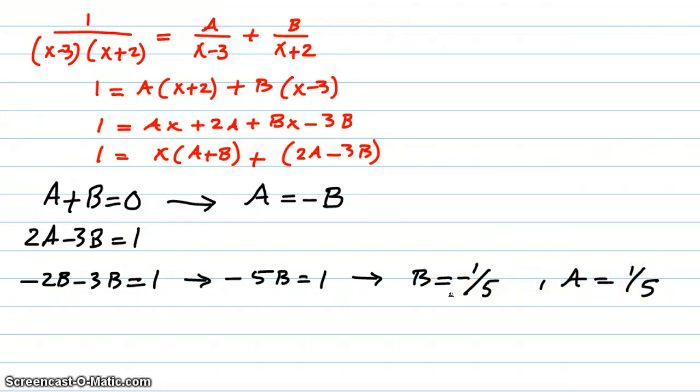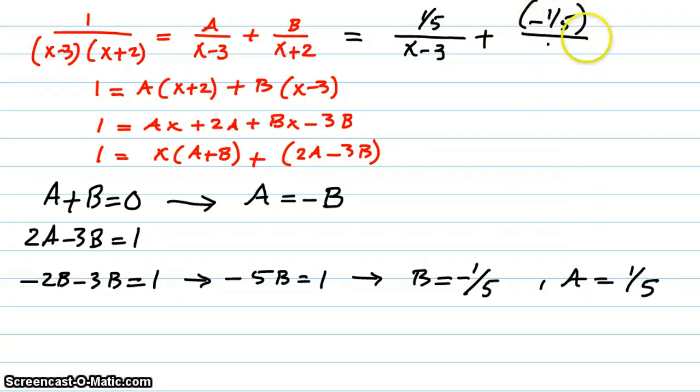So we can write this rational function as 1/5 over x minus 3 plus negative 1/5 over x plus 2.